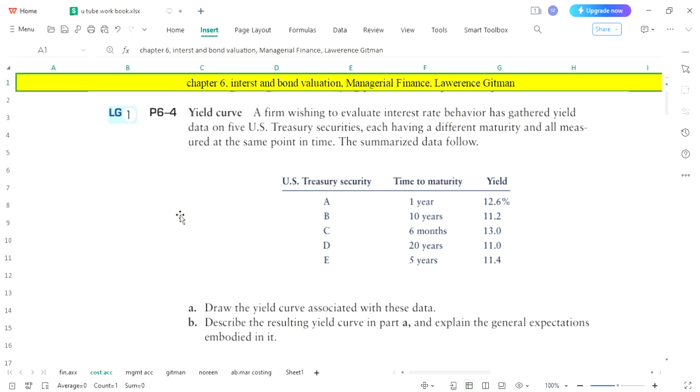And the requirement, when you see it, is that we only need to draw a yield curve. The graph is required in this question, and a short description of what that curve is showing us, and that's all. So it is a small question, and you will be learning the relationship between two elements. Coming to the first line, a firm wishing to evaluate interest rate behavior has gathered the yield data for 5 US Treasury securities.